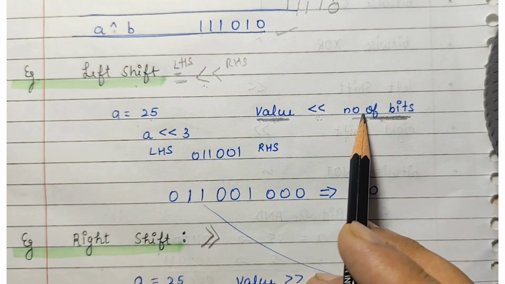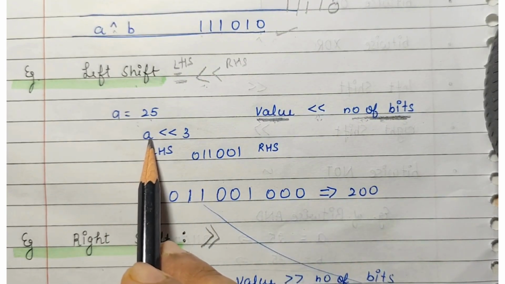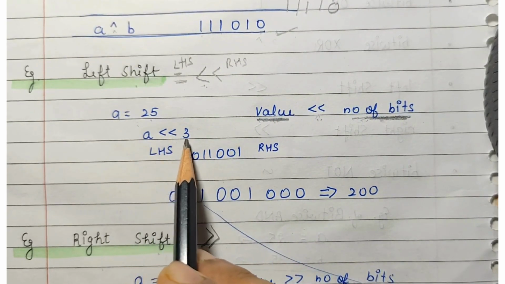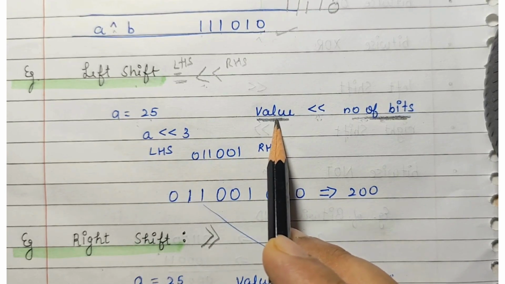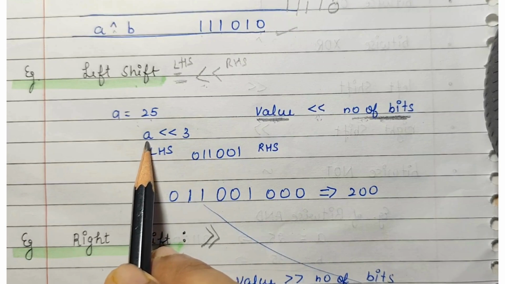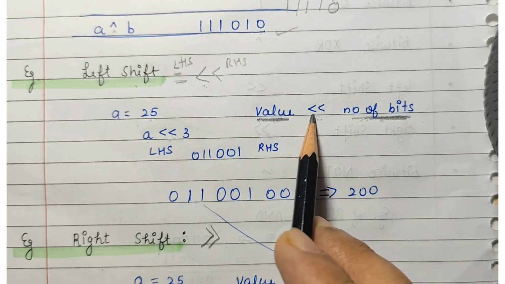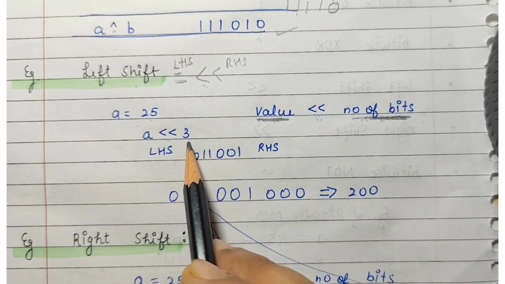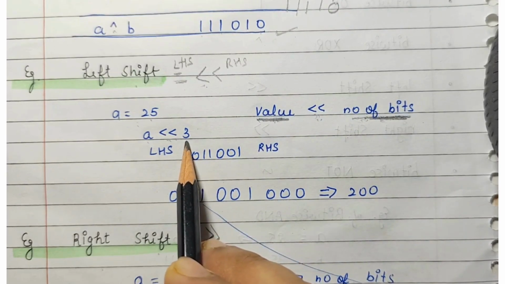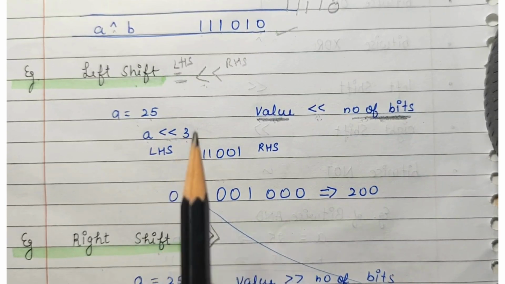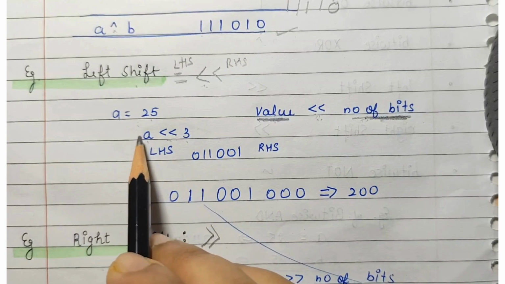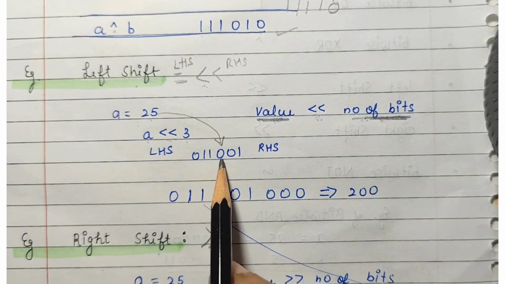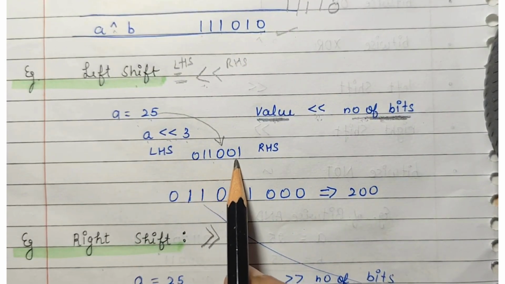Now we discuss how to perform the left shift operation. On the left hand side we use the value, so I use variable a, then the two less-than symbol, then the number of bits you want to shift by. We are shifting by 3 bits, so I write here 3. First, a has value 25, so I convert this 25 into binary representation: 0 1 1 0 0 1, this is the binary representation of 25.